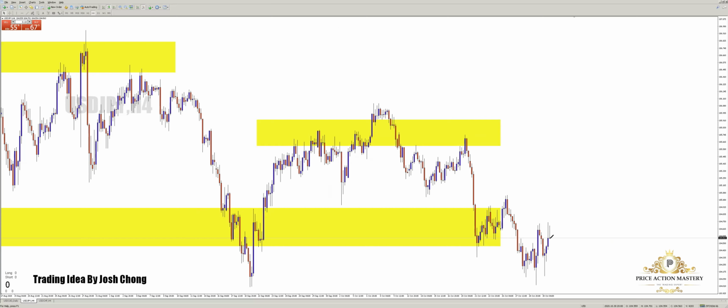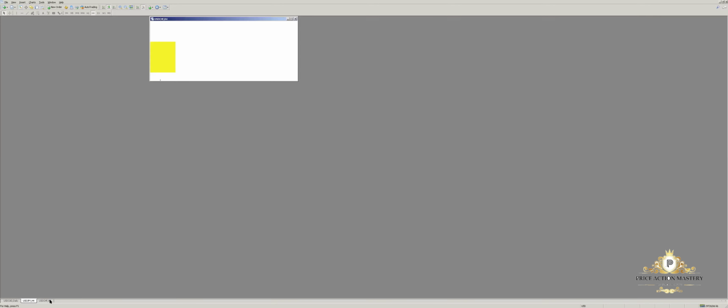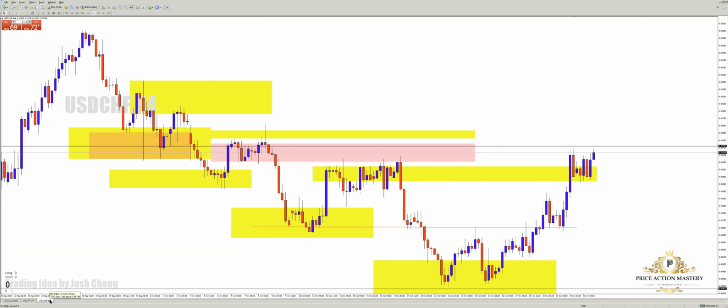Okay. Let it make a new high again. I will be looking for a retracement, then I go for a long trade. I want it to make a new high first. Then I can see the buyers are really bringing in the market. So the same thing is happening here.